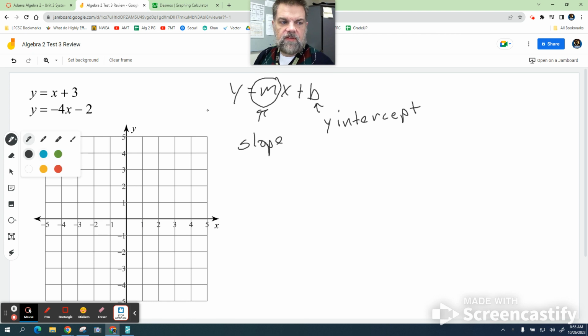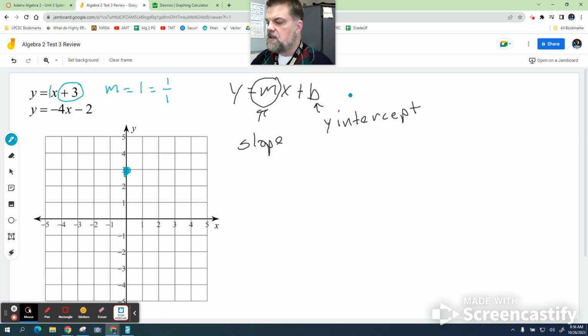So I'm going to graph the first one. My y-intercept, the constant, all by itself is positive 3. I plot a point there. Now, how many x's do I have there? Just one. What's the number in front of it? 1. So my slope then is equal to 1, but if we think in terms of a fraction like rise over run, then it would be 1 over 1.